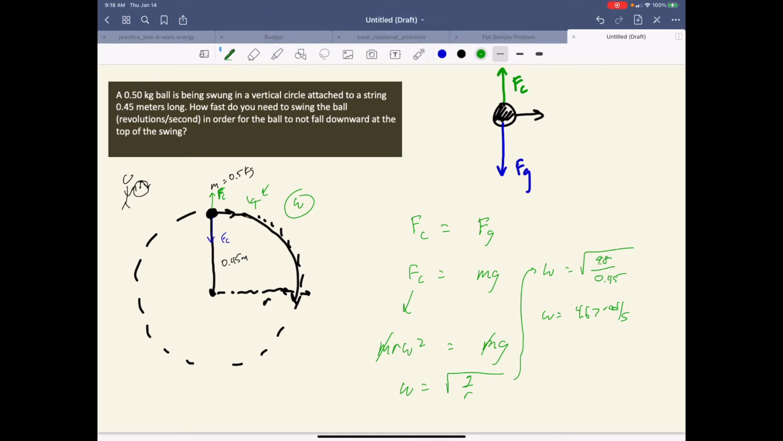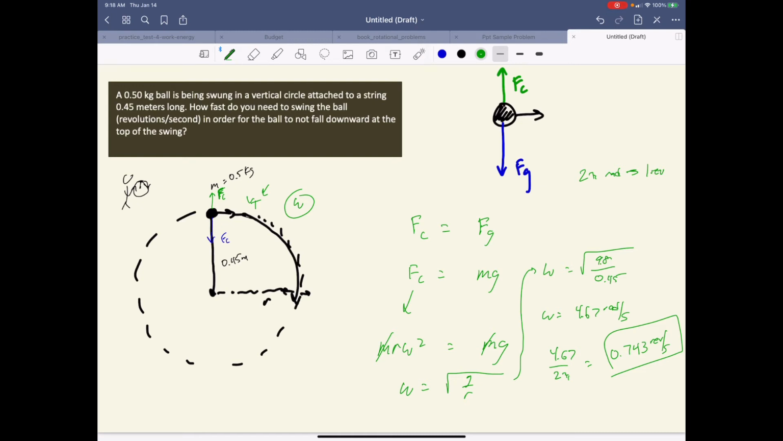But notice that we're not interested in radians per second. We want revolutions per second. So remember that there are 2 pi radians in 1 revolution. So we're going to have to take this 4.67 and divide it by 2 pi. So 4.67 divided by 2 pi equals 0.743 revolutions per second. All right, so that's how fast you would have to spin this thing to keep the ping pong ball from falling.